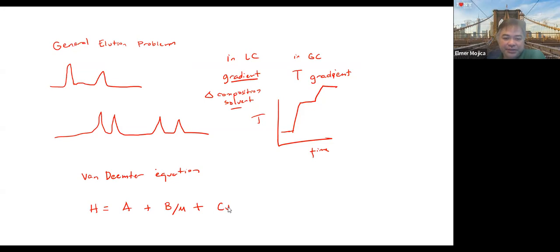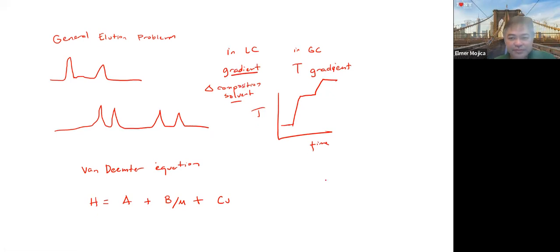Okay, now the question that we have is, bakit mas apektado sa GC ang longitudinal diffusion kaysa doon sa tinatawag nating LC? So what do we take into consideration? So we're talking about gas or gases versus the liquids. So ano masasabi natin doon sa diffusion coefficient ng gas?